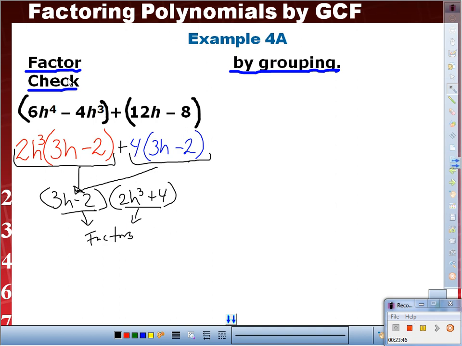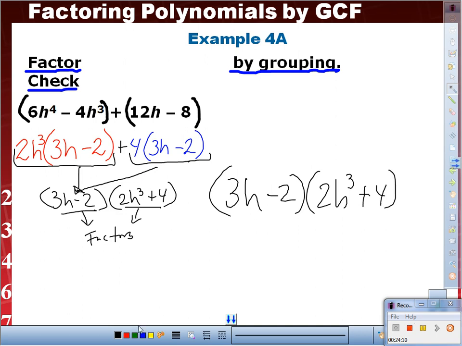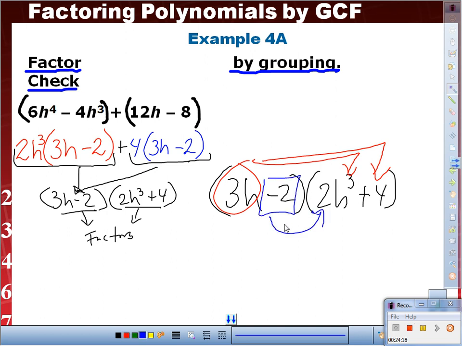Everybody following? But then it says check. How would we check this, everyone? Distribution or area model, right? Everybody remember area model? 3h minus 2 times 2h cubed plus 4. And of course we do this times this, that times that, and then this times this, and this times that, and it should give us the same thing we started with, yes? And that would be to check. I'm not going to check to save time.